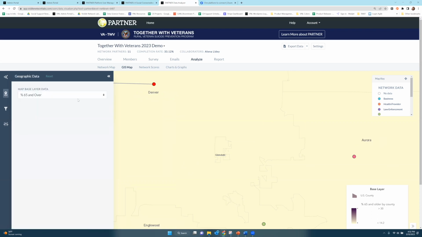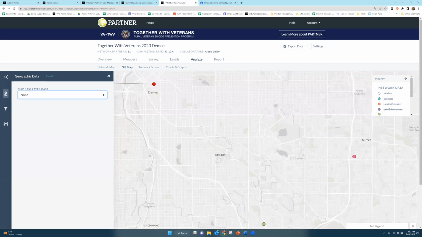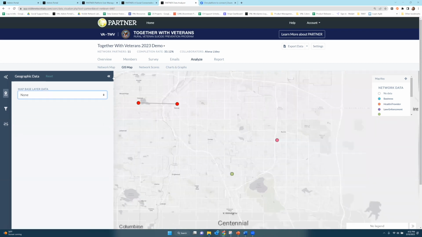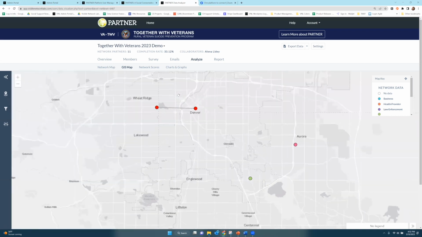It's going to take a minute to catch up, but I'm going to go ahead and deselect this one because that will help. And then you can zoom in or out really easily to get a more narrowed view of a specific geographic area if you would like.